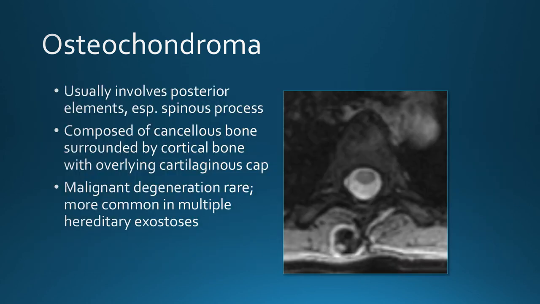The osteochondromas usually involve the posterior elements of the spine. The central portion is cancellous or marrow, usually contiguous with the marrow of the adjacent vertebra, and it's surrounded by a rim of cortical bone with this overlying cartilaginous cap. Cartilage is very T2 bright, so this cartilaginous cap is very T2 bright. These rarely degenerate into malignancy, occasionally in the patients who have multiple hereditary exostoses.